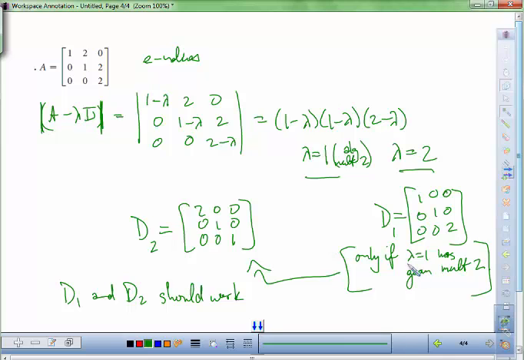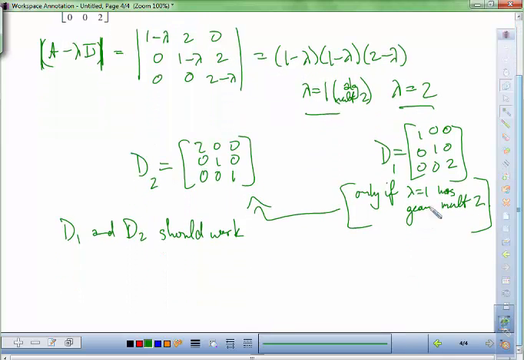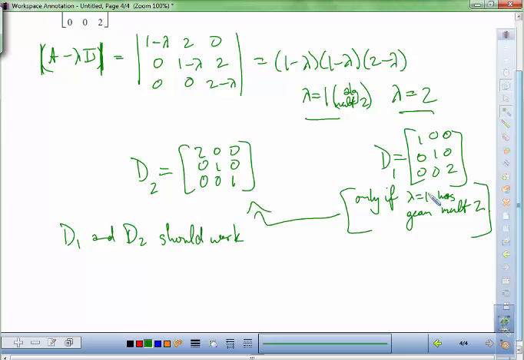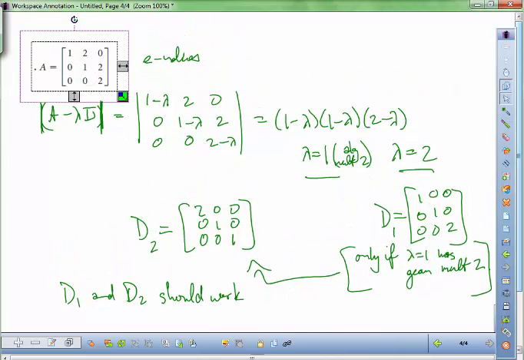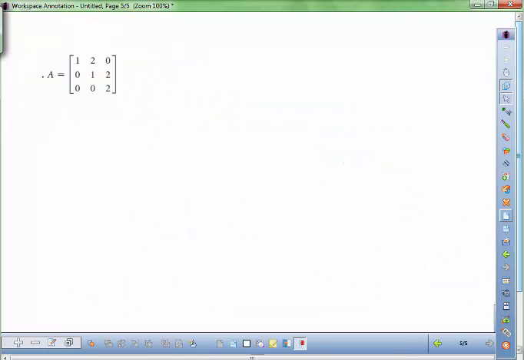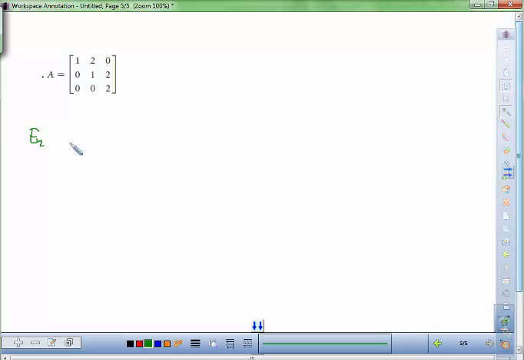So let's find the eigenvectors for lambda is equal to 1. And we might as well find it for lambda is equal to 2 as well. All right, let's go to the next page to find our eigenspaces. So let's find out our eigenspace for eigenvector 2. So lambda is equal to 2 as our eigenvalue.